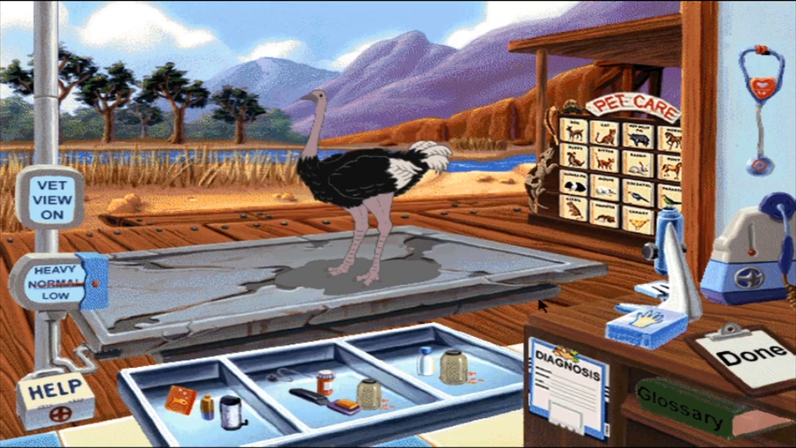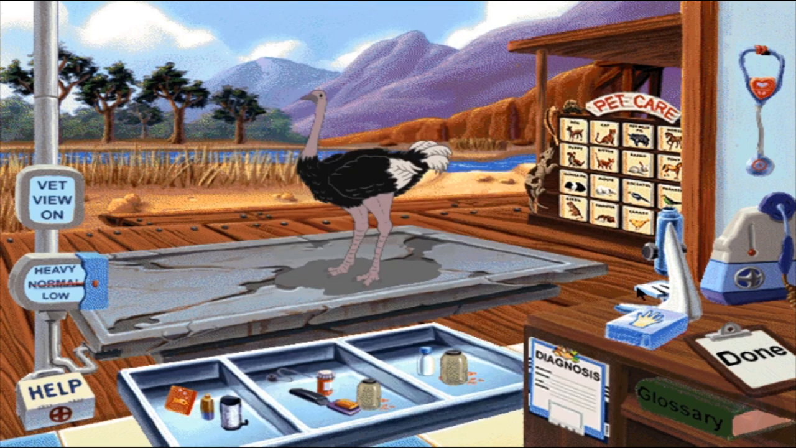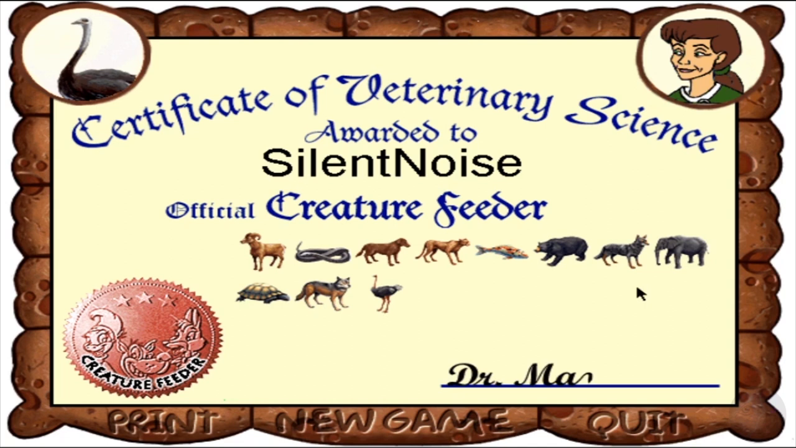Now that we know what the problem is, I will set up 3 trays full of different treatments. You need to pick the tray that contains the proper treatment. Stomach antacid, pain pills. Great job! The enlarged stomach is due to overeating. The antacid will help the ostrich's stomach feel better. Pain pills will allow it to heal comfortably. No food should be given to the ostrich for 1 day. Congratulations! You really earned this certificate.